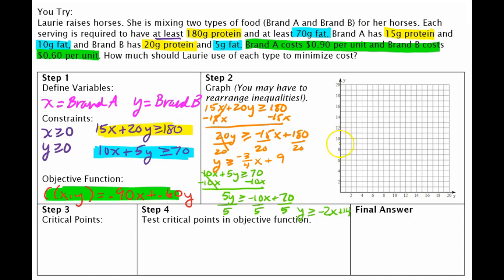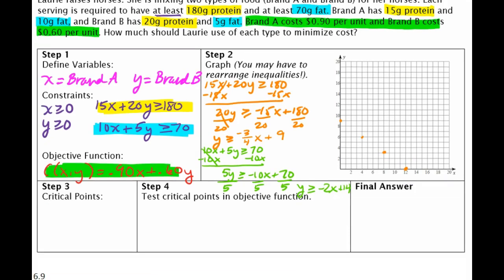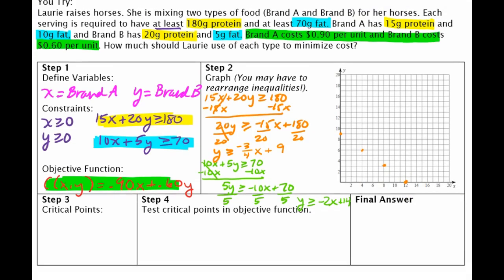My y-intercept is 9, so that's right here between 8 and 10. And then my slope is -3/4. So I'm going to go down 3 and then right 4, and I'm going to keep doing that until I hit the x-axis, which would be right here. All right, so I'm going to connect these with a solid line.